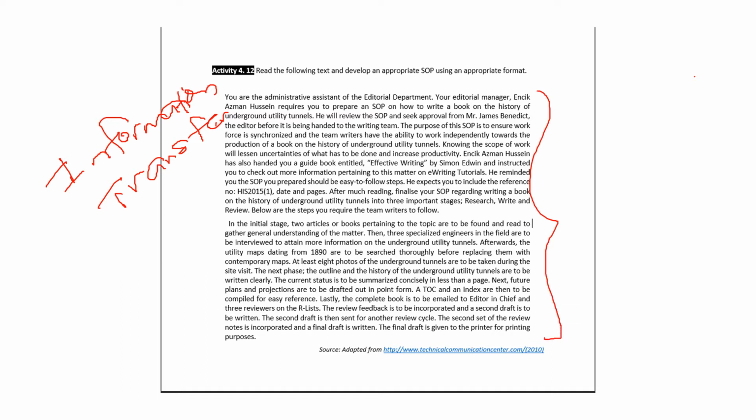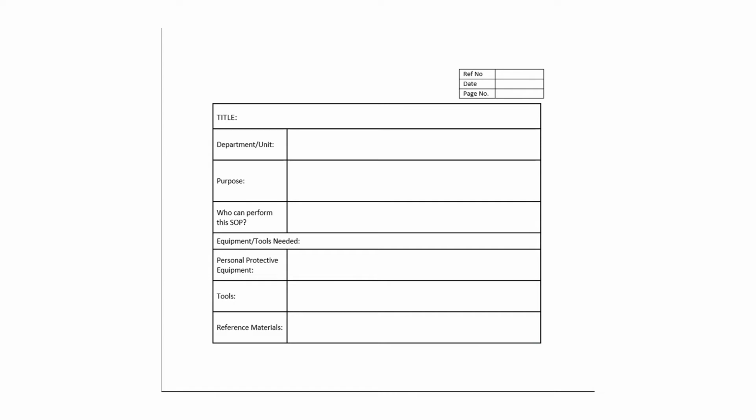And of course, in order to do so, you have to identify what are the key points or the main ideas that you need to include in the SOP. So how to identify the main ideas? You can look at the next slide. In this slide, it consists of the template of SOP. So what are the things that you need to include in each of the segments that you have in the template?